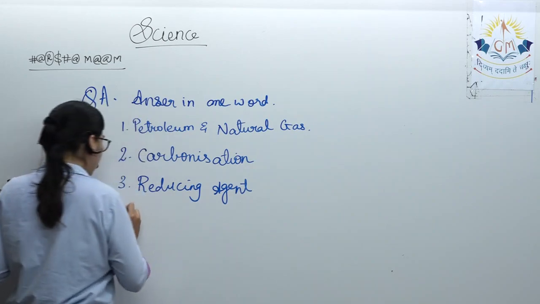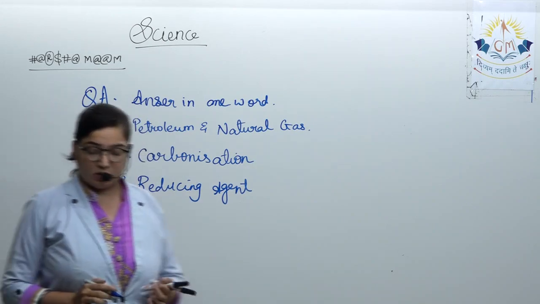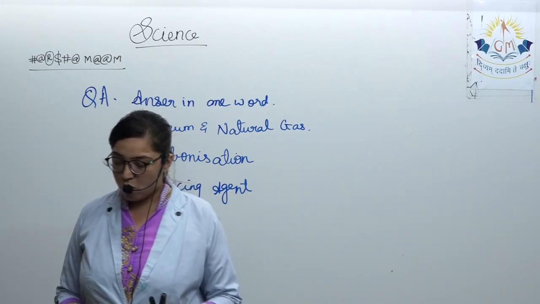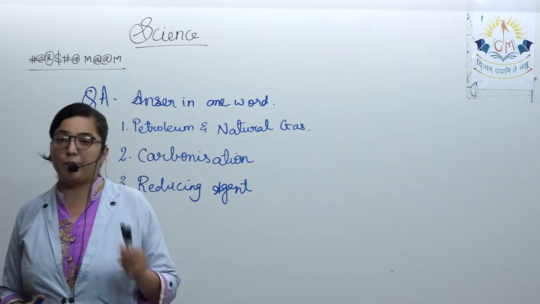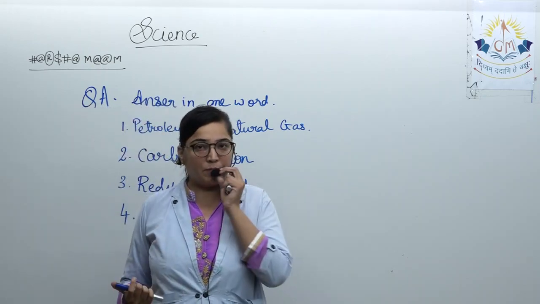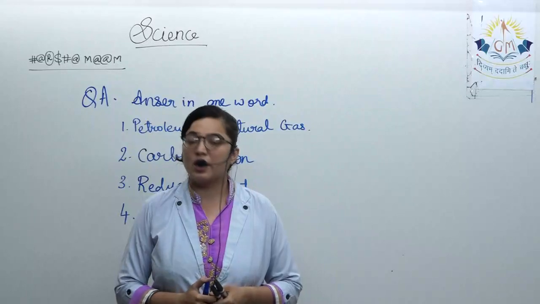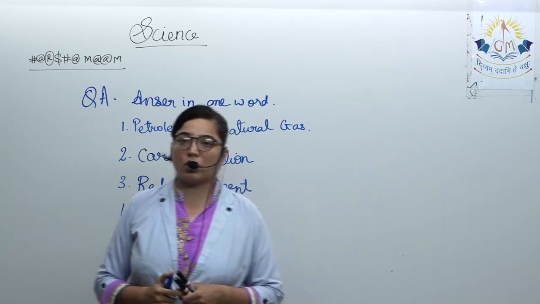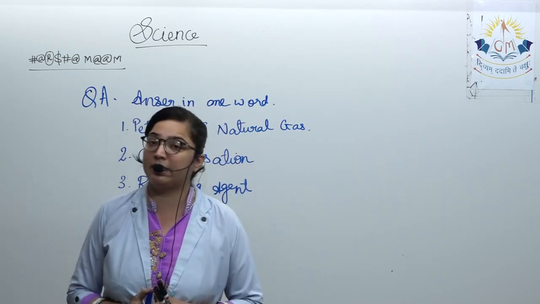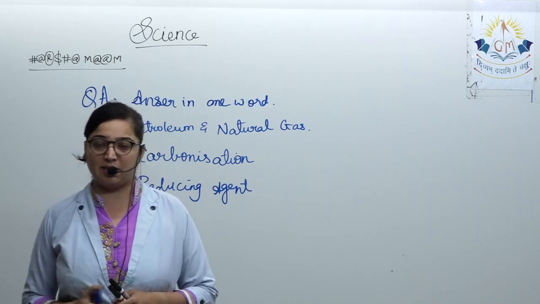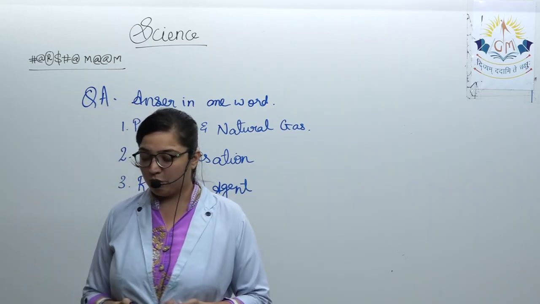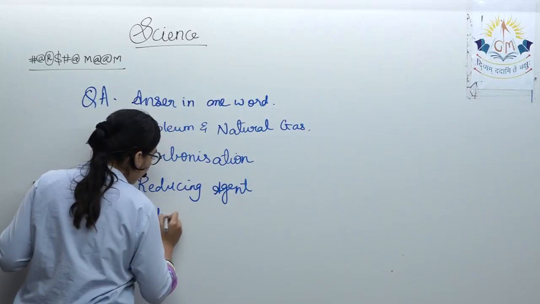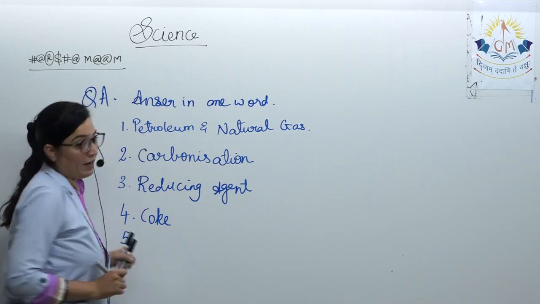Let us move further on. The next question: which is the better fuel, coke or coal? Because coal contains many impurities along with the main component. It is not the pure form of carbon. So, if we compare coal and coke, then coke leaves less residue. So, the better fuel is coke. Coming to the next answer.